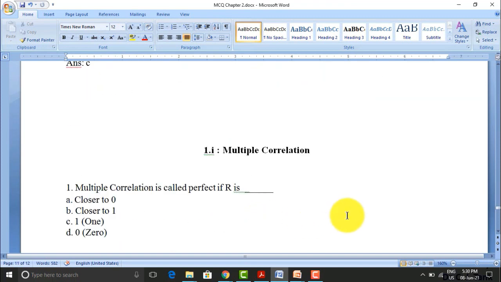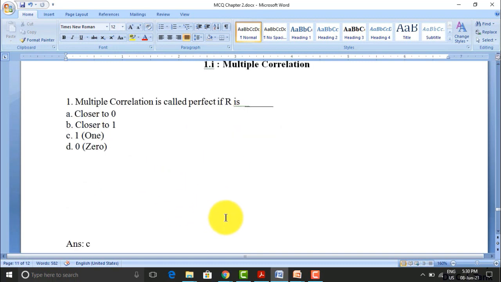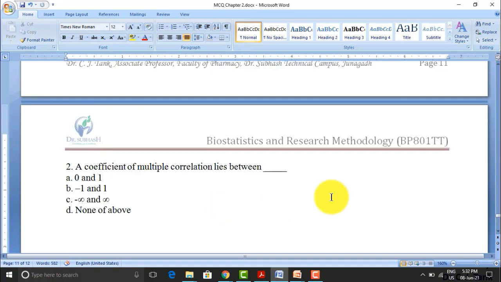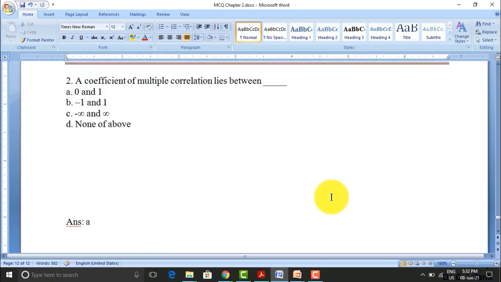Now the next questions are on multiple correlation. Multiple correlation is called perfect if R is option A, closer to 0, option B, closer to 1, option C, 1, or option D, 0. Here the correct answer is option C, that is 1. The next question, a coefficient of multiple correlation lies between 0 and 1, minus 1 and 1, minus infinite and infinite, D, that is none of above. Here the correct answer is option A, that is in between 0 and 1.